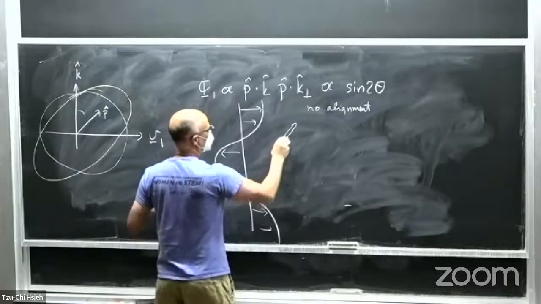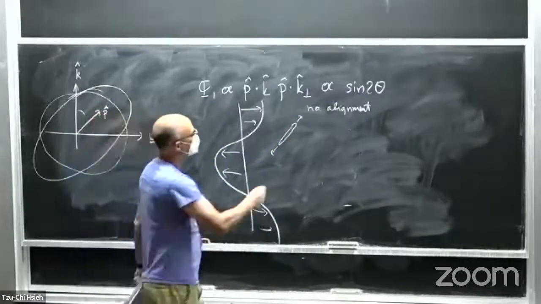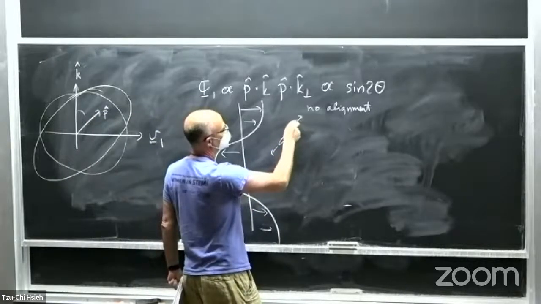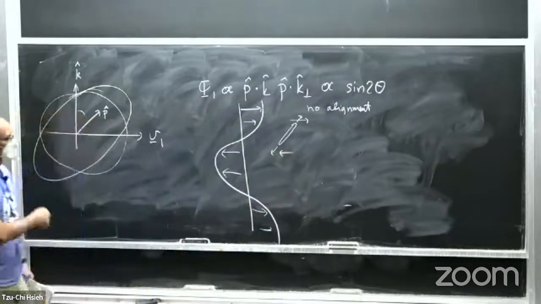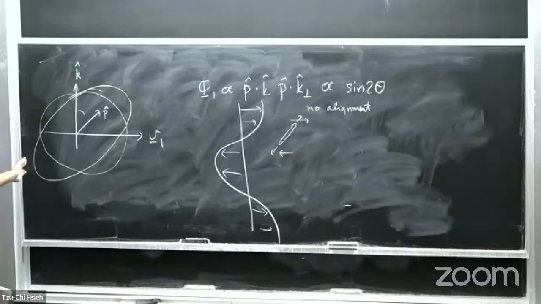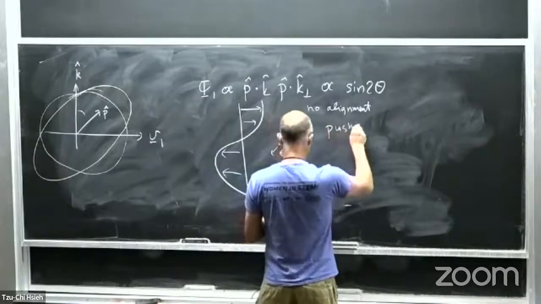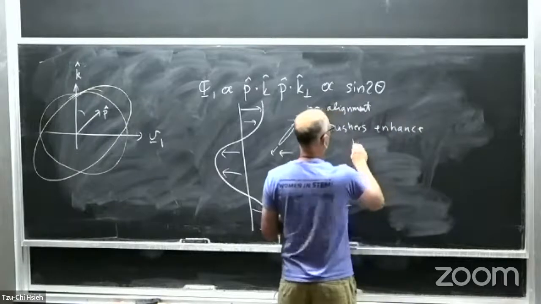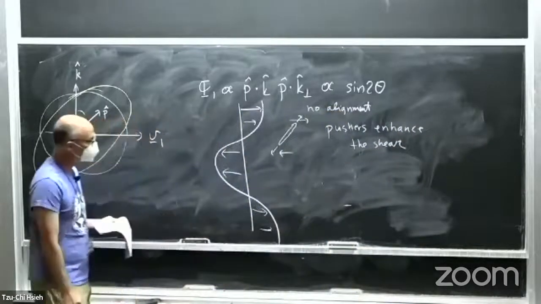And for the case of a pusher, you can see that the flow induced by the extensile particle is going to add to the shear flow, and it's going to tend to rotate more. So this is why there's going to be instability. So pushers enhance the shear, and that's why they're unstable.